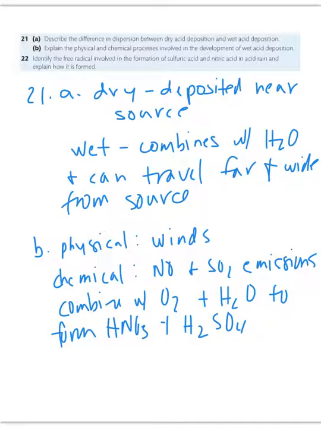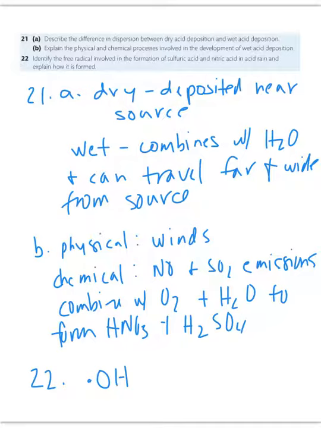Number 22 says, identify the free radical involved in the formation of sulfuric acid and nitric acid in acid rain and explain how it is formed. I can't imagine this is going to show up on the test, but for the intellectually curious, the free radical is OH with an unpaired electron. So instead of having that minus charge on it, it hasn't picked up the other electron. So instead of being OH minus, it's OH, and we just put this dot there to show it's unpaired.